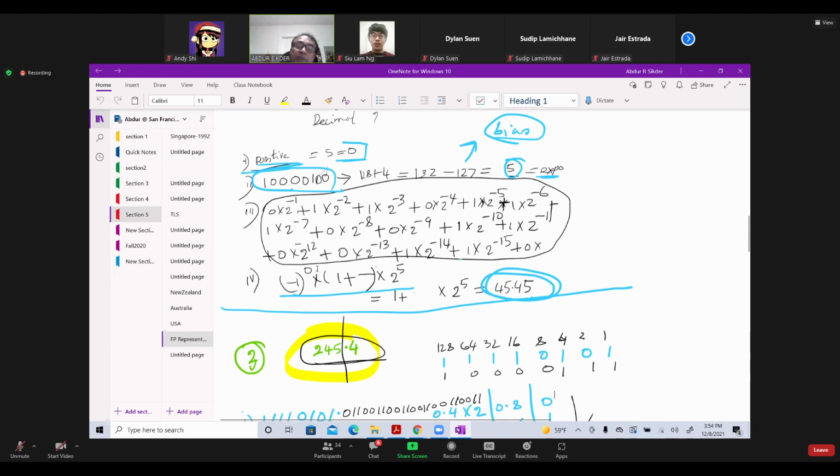Minus 1 to the power 0 is 1, so it doesn't matter, it's still 1 times whatever. Then you just do 1 plus the calculation result, whatever you got, times 2 to the power 5. In this case, it becomes 45. You can work it out and you'll get this. Any questions about this?